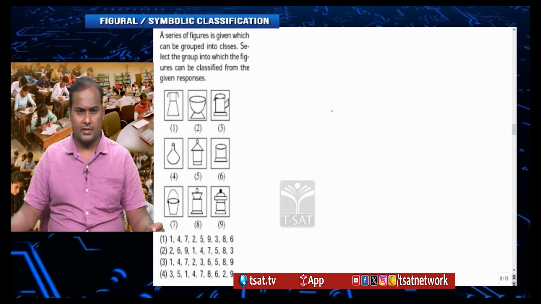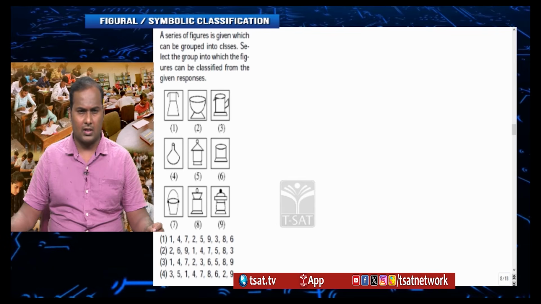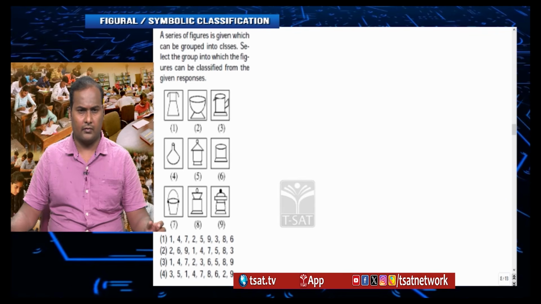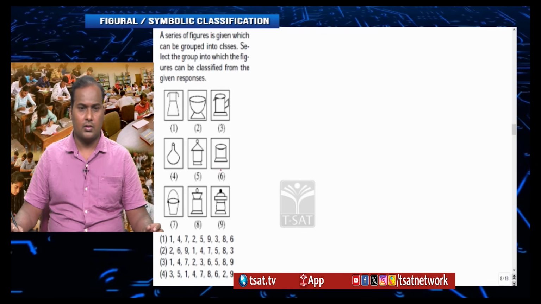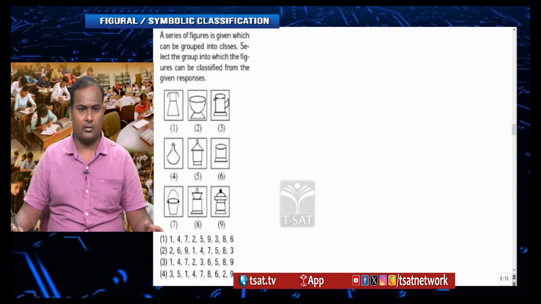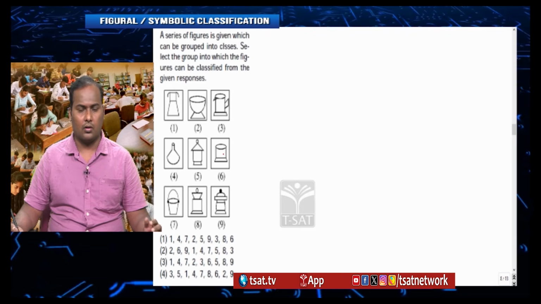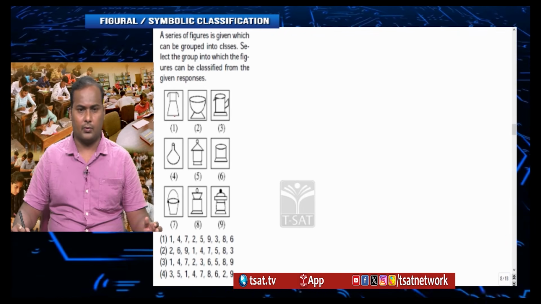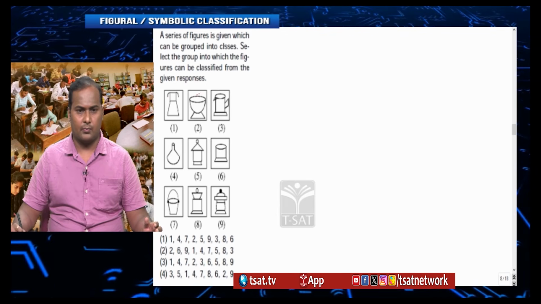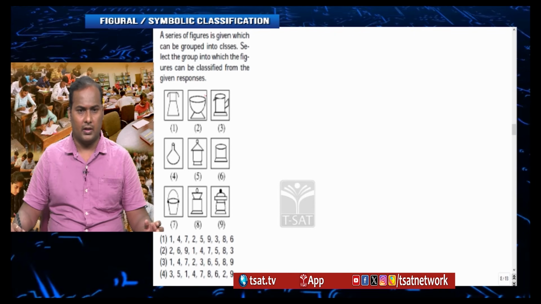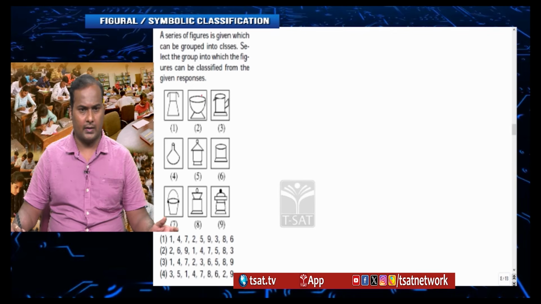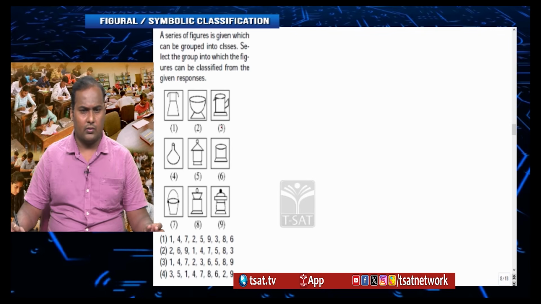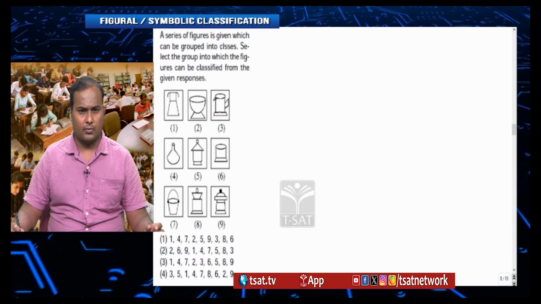A series of figures is given which can be grouped into classes. Select the group into which the figures can be classified from the given response. So, again I said that whenever you see this kind of groups, try to focus on top and bottom portions. For example, in question 2 also you see the top portion which is like a circle or like an elliptical shape. So now, in the same way, try to observe these top portions and bottom portions and try to get the answer.